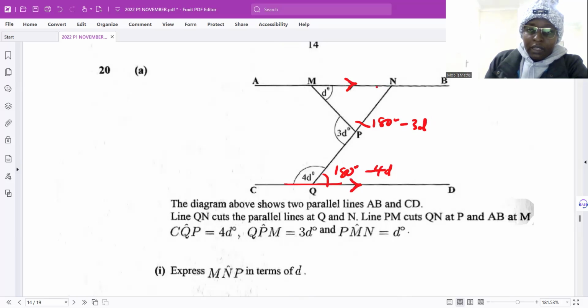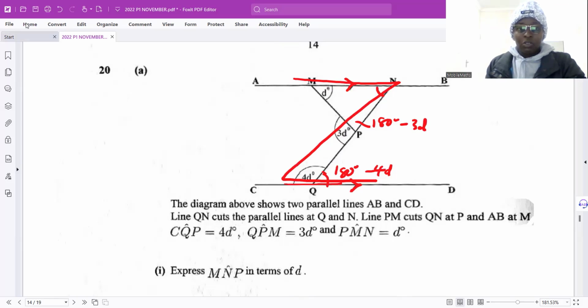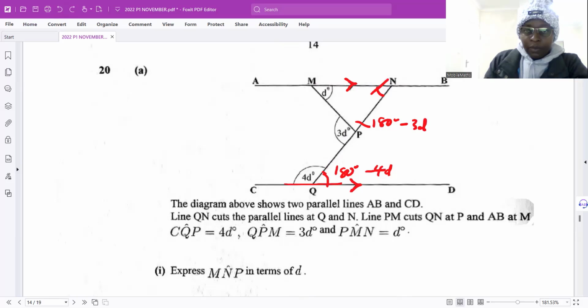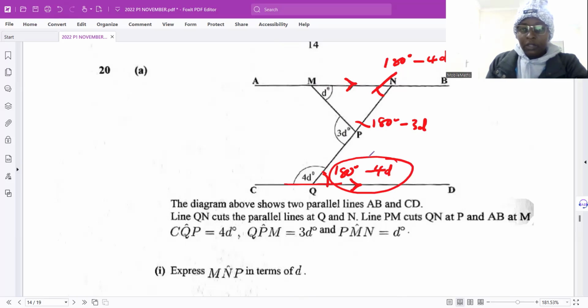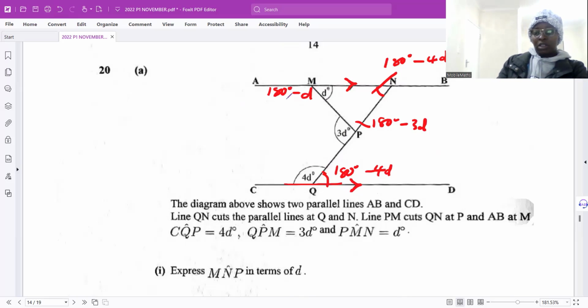This one here is going to be equal to, it's a Z angle with this one, okay? Though I have drawn it not nicely. So it means it's also going to be 180 degrees minus 4D, okay? Similar to this one. Fine. Now, we have another one. This one is 180 degrees minus D. Okay, so we have filled up everything.